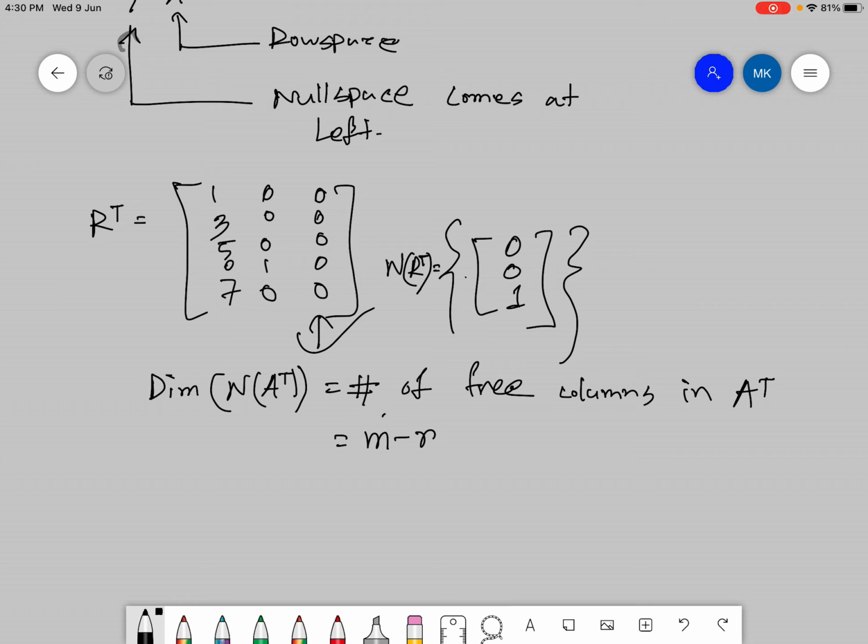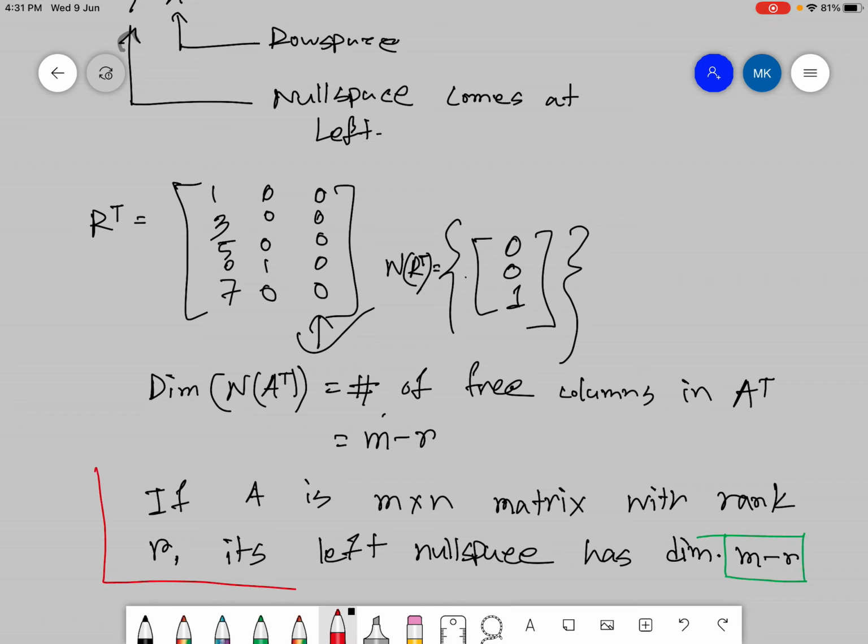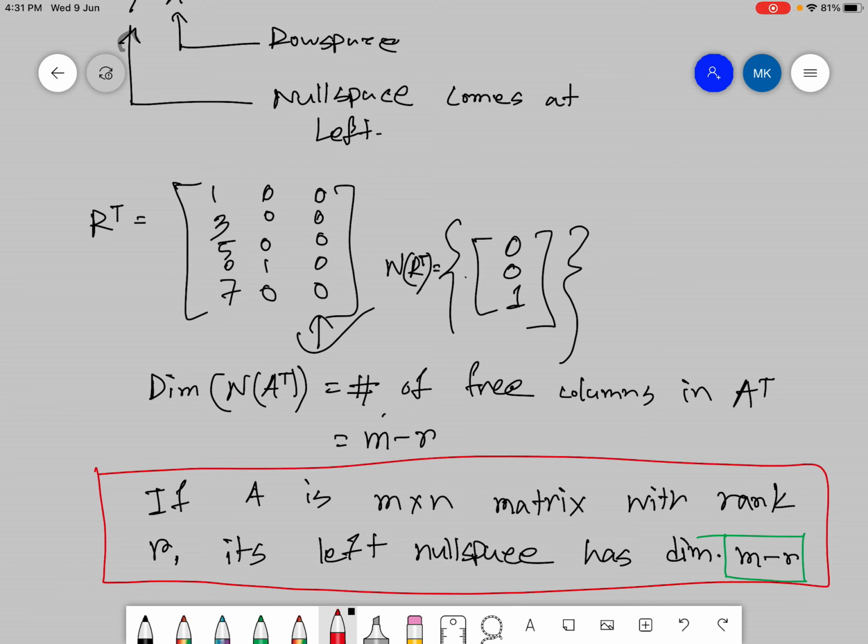So in case of a matrix of n by n order, with rank R, then its left null space has the dimension M minus R. Okay, so it will always be the case.